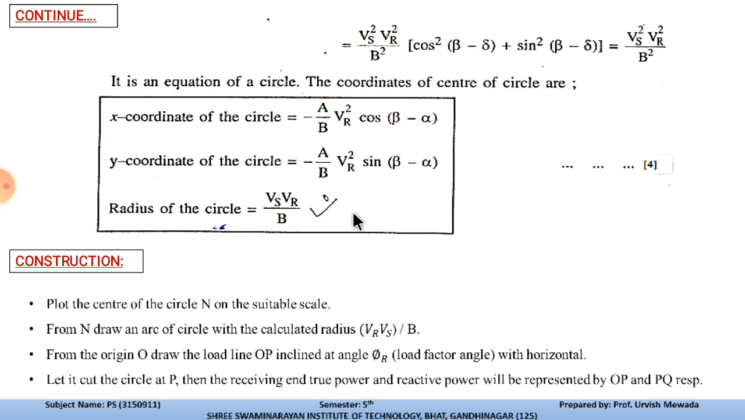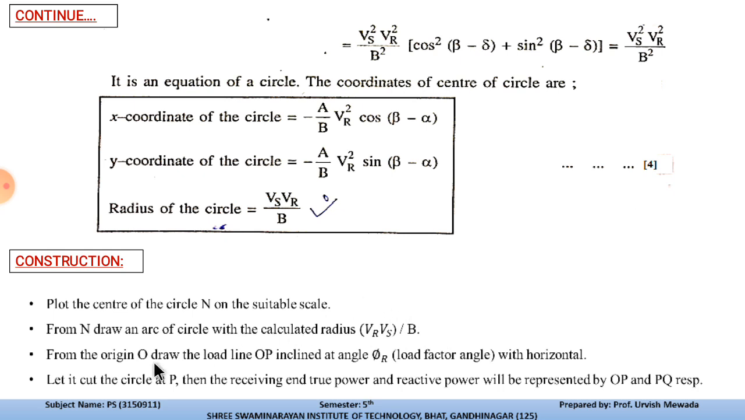Now to plot the circle diagram, first we need to take the center. So plot the center of the circle N on a suitable scale. So first of all we take N, and we take a suitable scale for the circle. Now from N, draw an arc of the circle with the calculated radius Vr into Vs. When we have these terms, means the data given, we put this data into this equation, and we will get the arc of the circle with the help of this formula or from the equation.